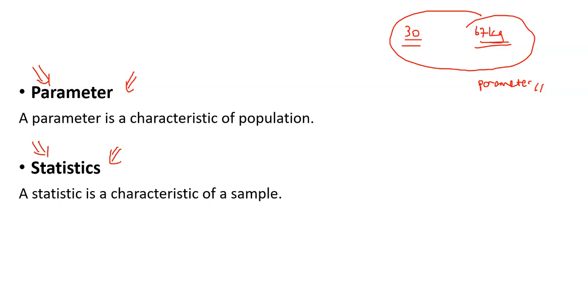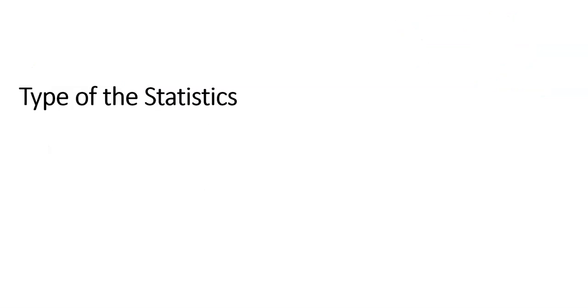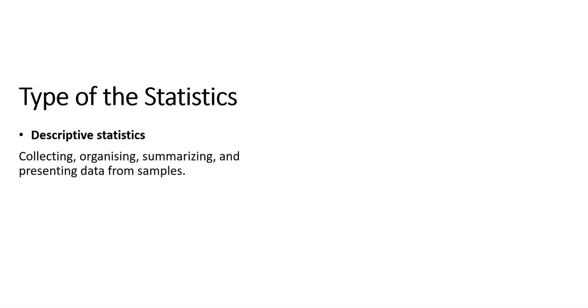Another important definition in statistics is the types of statistics. The first one is descriptive statistics. So what is descriptive statistics? It is all about collecting, organizing, summarizing, and presenting data from samples. You collect some data, you organize them, and then maybe you put them into a table or a chart and describe that data. You don't really try to draw too many conclusions from that data.